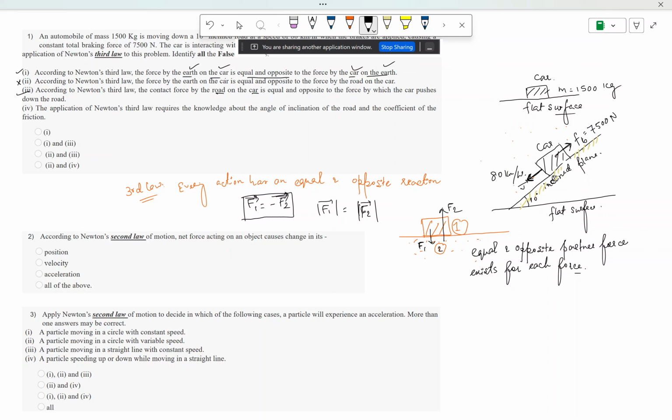Now it is equal and opposite to the force by which the car pushes down the road. As the car is pushing down the road, it will also apply some force on the road, otherwise how can it move along the road? So in that sense they are balancing each other, equal and opposite, which is exactly what Newton's third law states. So this one is also correct.